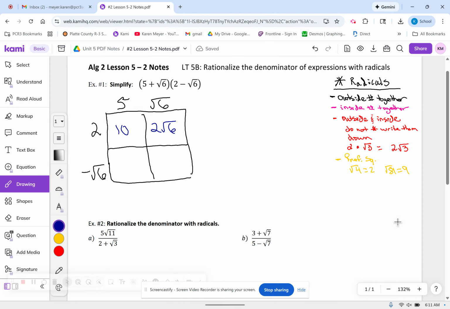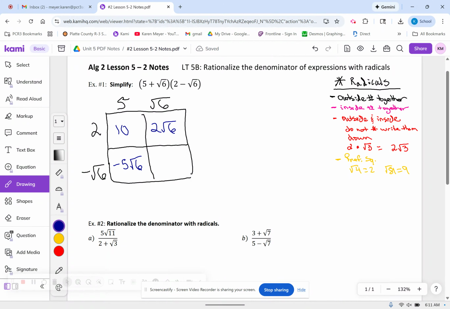5 times negative square root of 6. Well, I have a 5, and on the outside of the root I have a negative. So I can put the 5 and the negative together, so I can call that negative 5. And then I just have to keep the square root of 6 attached to it. So I was able to multiply the 5 and the negative together because they were outside the root, and then I had to keep the root attached to it.